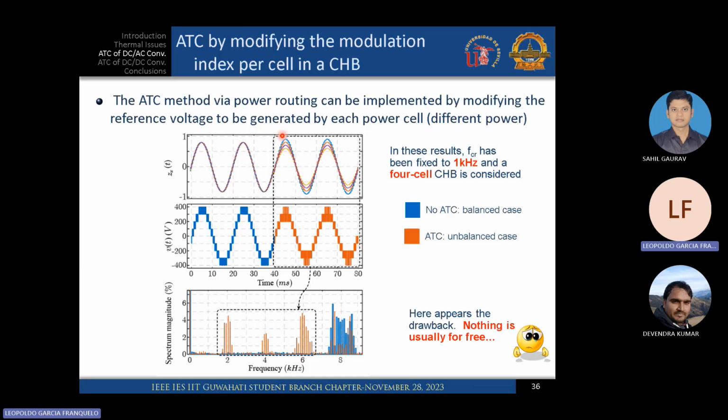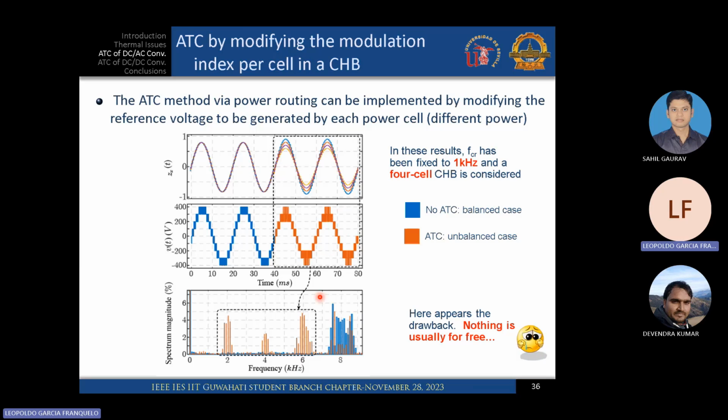Then each of the cells, in this case there are 4 cells to show the example, we apply different voltage, so different power to each of them. Without the ATC is in blue. This is the waveform in the output. But these are the references. These are the outputs as it is modulated. With 4 cells, we have 9 levels.